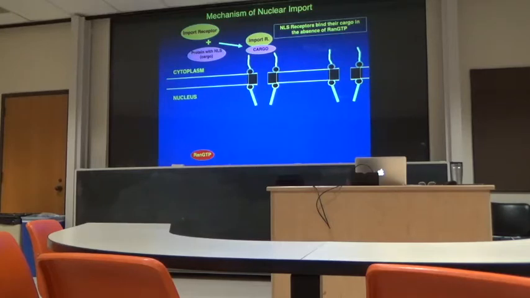There's the RAN GAP on that side. Because there's RAN GAP on the outside, it has promoted it to hydrolyze its GDP. Now it's all outside, and is only in the GDP state, which will not block this interaction. Cool?